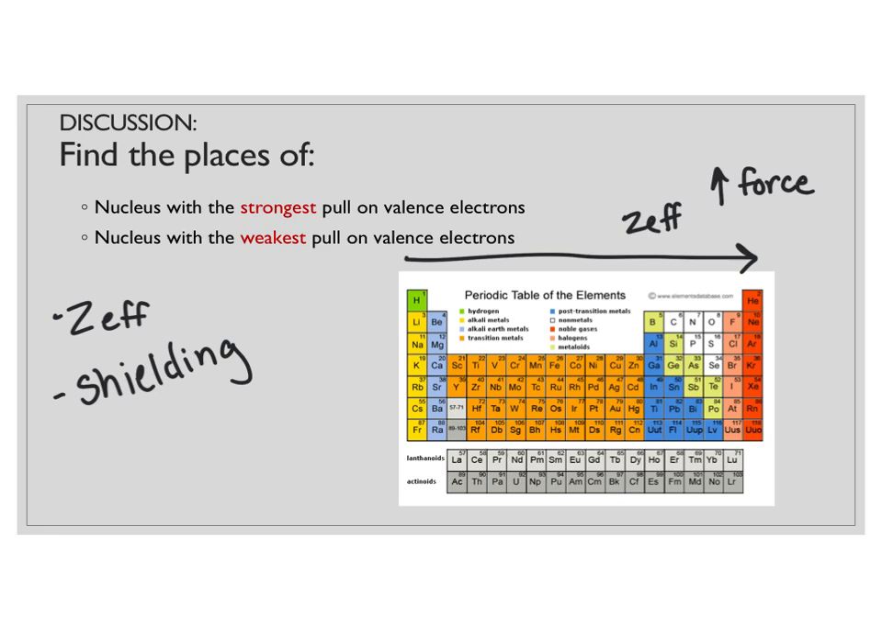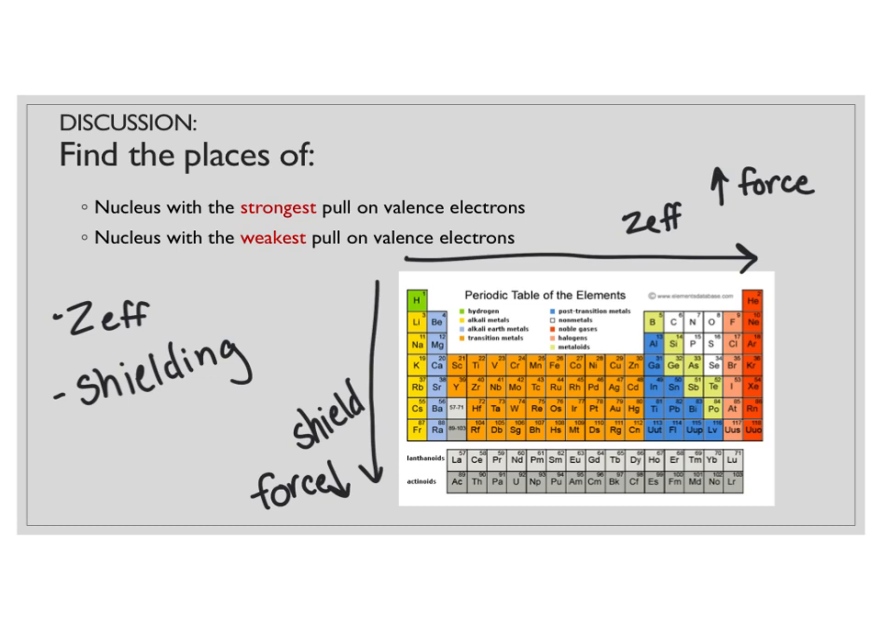Then also with shielding, we know that the shielding is going to increase down the periodic table. We have more shielding electrons, and so that force is going to decrease as it goes down the periodic table. So the atoms on the bottom of the periodic table are going to have the weakest pull on valence electrons.